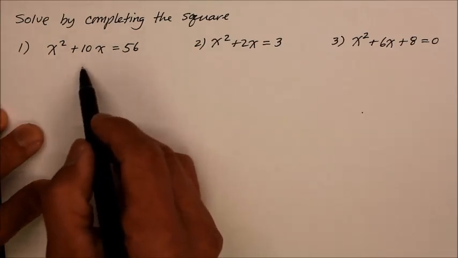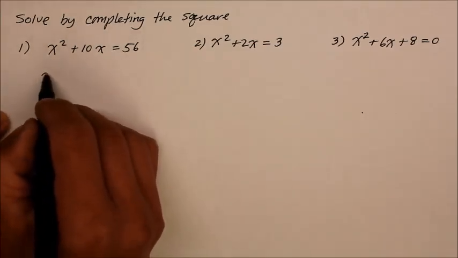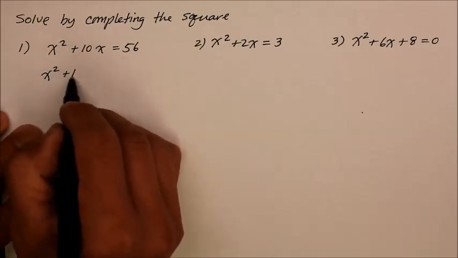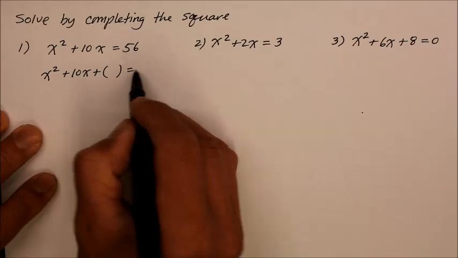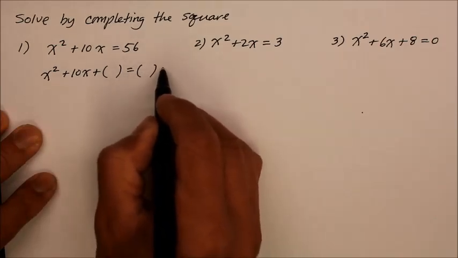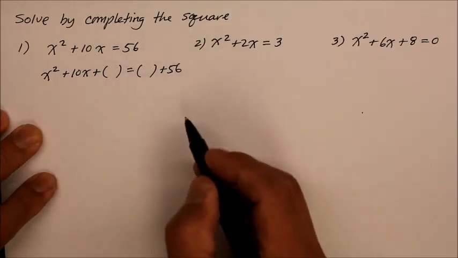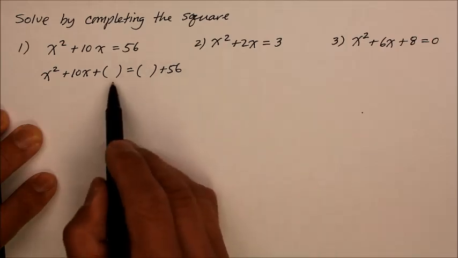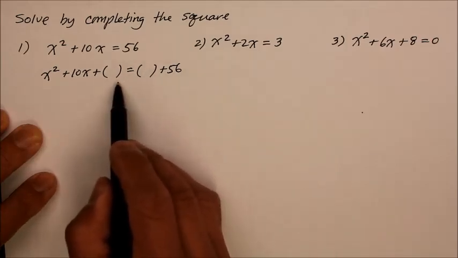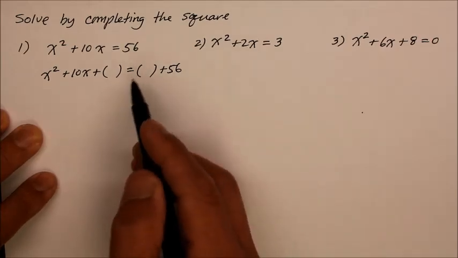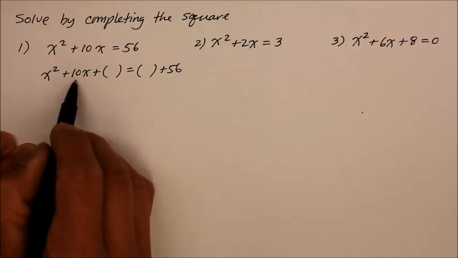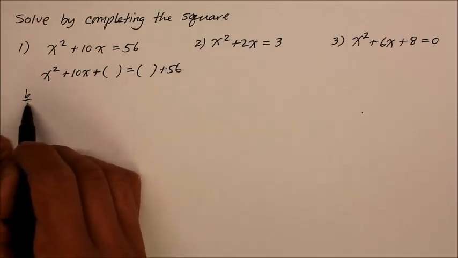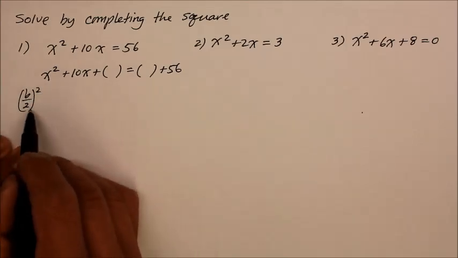First, we're going to rewrite this equation as x squared plus 10x plus leave it blank is equal to leave it blank plus 56. Just follow and you'll see what I mean. Now, what goes here is whatever's a perfect square, and where we get that is from the b. What you do is take half of the b and you square it, and that becomes a perfect square.